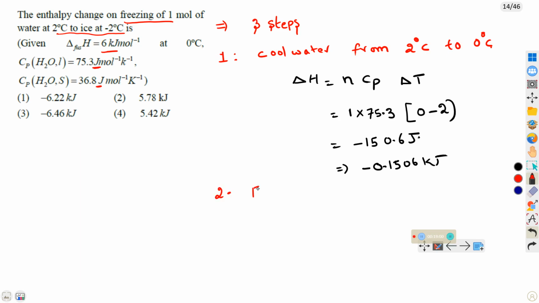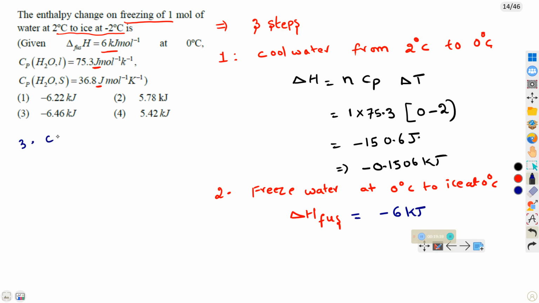Step 2: freeze water at 0 degrees Celsius to ice at 0 degrees Celsius. Enthalpy of fusion, how much is the value given? Enthalpy of fusion is equal to minus 6 kilojoules. Okay. Now third step. 2 to 0 degrees, 0 degrees to 0 degrees. Water and ice both exist. So now third step, cool ice from 0 degrees Celsius to minus 2 degrees Celsius.